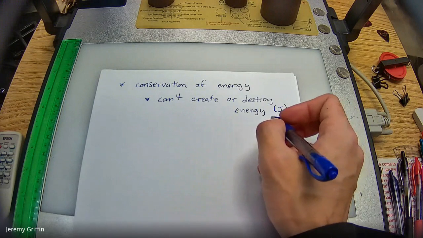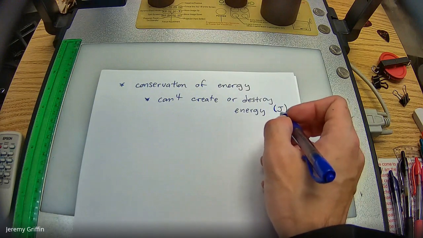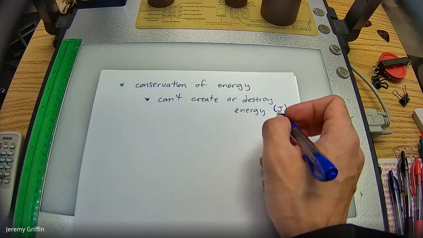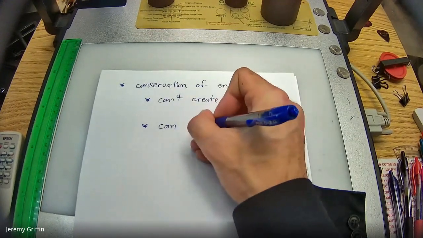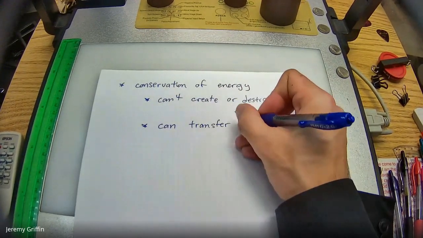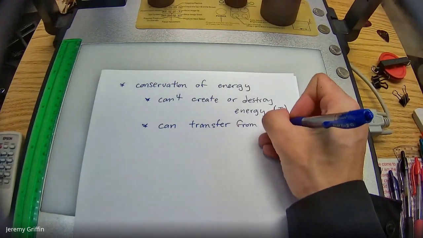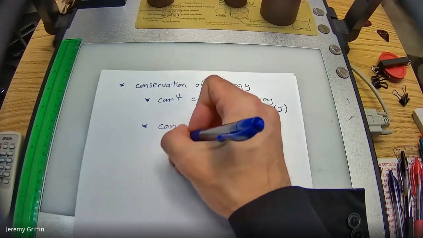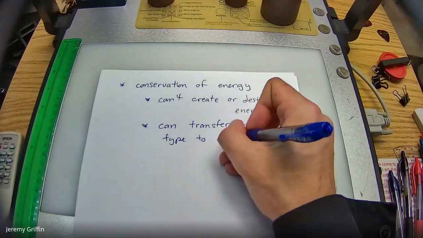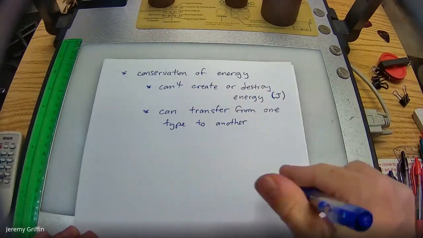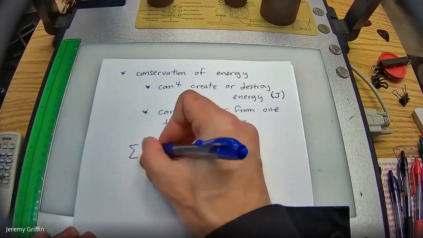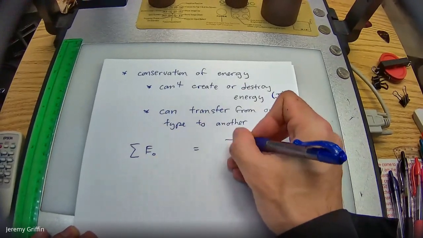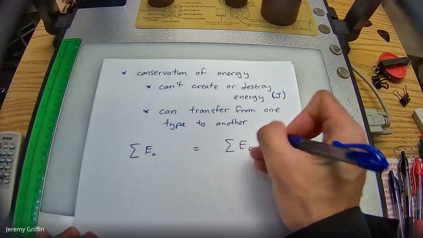You can have all kinds of crazy interactions within that system if you want, like things falling and springs moving, but the number of joules when you do energy accounting is always the same number of joules. Now, what you are allowed to do is transfer from one energy type to another. What you can't do is create or destroy. So conservation of energy, you can write like this: the sum of energy initial is equal to the sum of energy final.